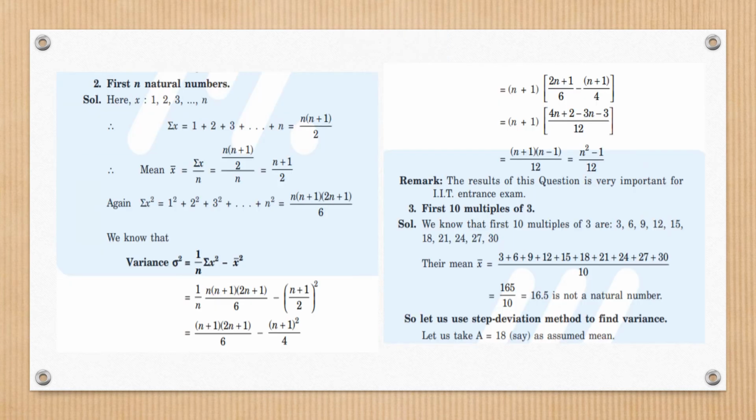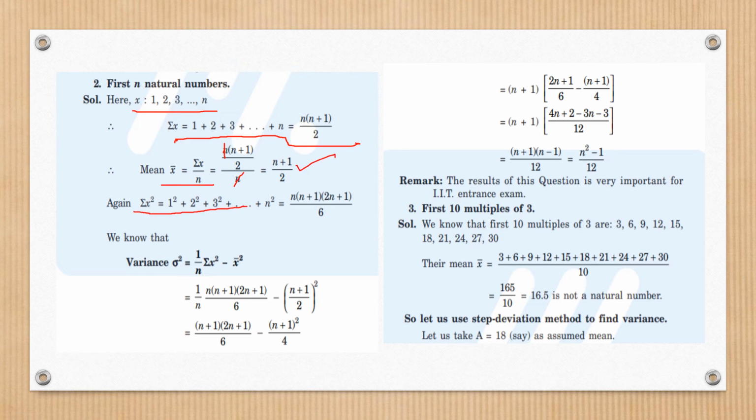Again, you have to find it for the first n natural numbers. You have to find the variance for the first n natural numbers. So x is 1, 2, 3, and so on up to n. Summation x, you have done it in sequences and series. Sum of first n natural numbers is given by n into n plus 1 by 2. So mean will be the summation of these terms divided by n. So it is n into n plus 1 divided by 2 upon n. This n and this n get cancelled, so we get it as n plus 1 by 2.